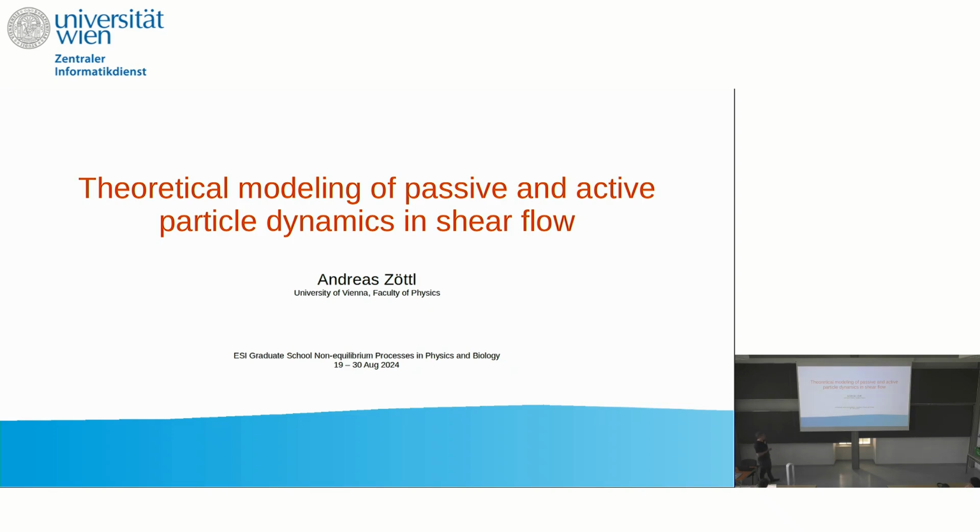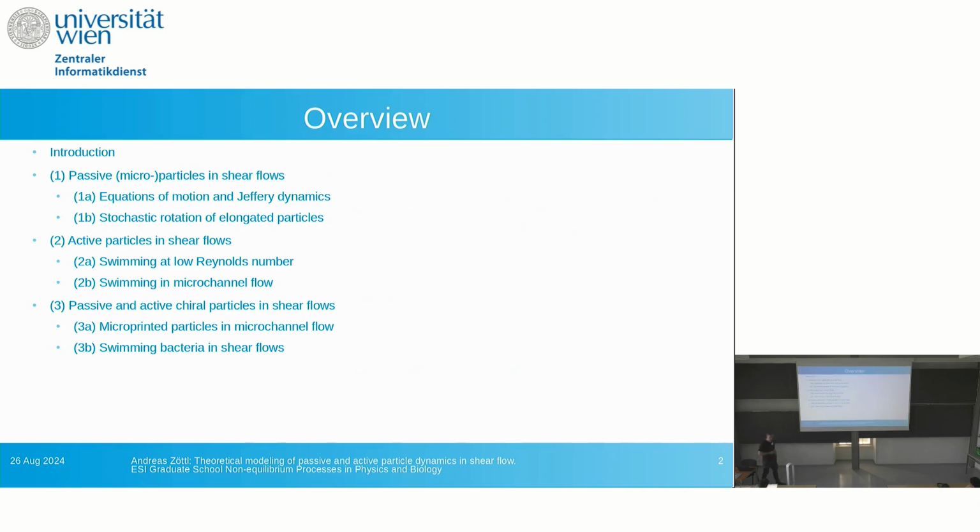So I want to start with an overview. First, I will give a quick introduction about particle dynamics in flows. Then the first part will be about passive particle motion. And with particles, I mean microparticles usually, small particles, but not too small. Look at equations of motion and also stochastic dynamics. And then in the second part, we move to active particles in shear flows.